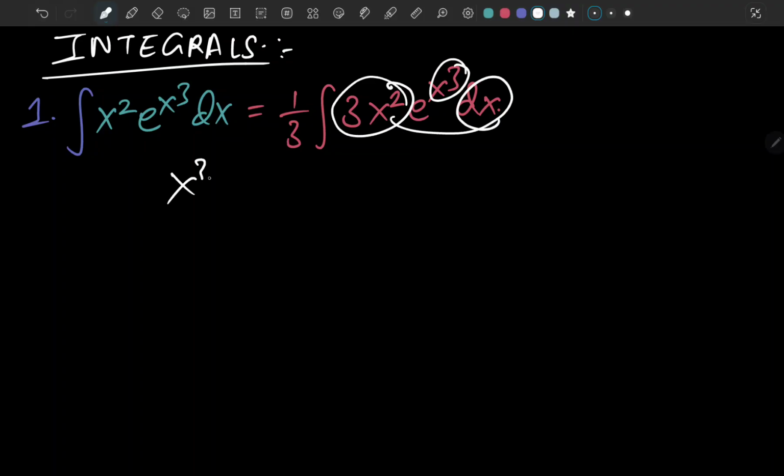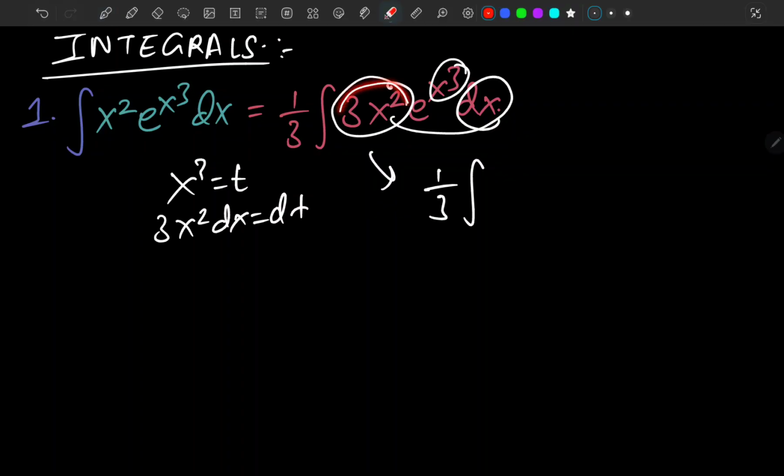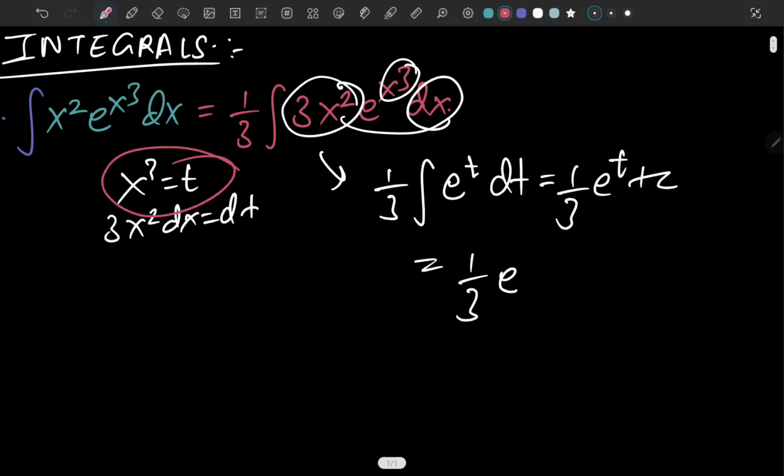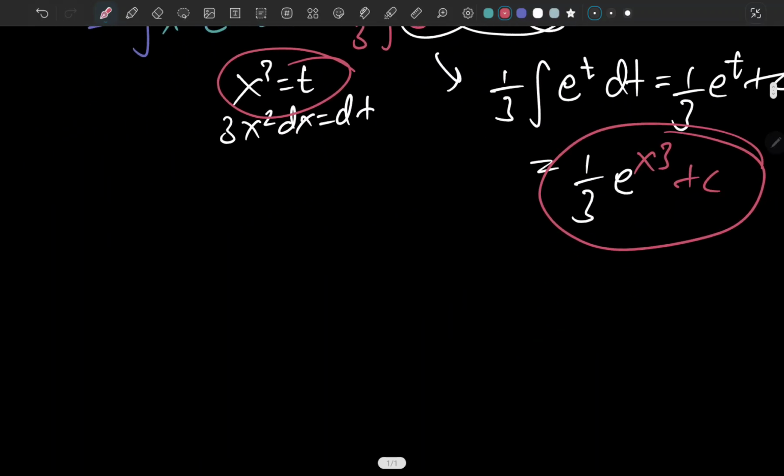Well, what I'm talking about: let x cubed equal t, then 3x squared dx is dt. So our integral becomes 1 over 3 times the integral of e to the t dt, and the integral of e to the t is just e to the t plus c. We assumed that t is equal to x cubed, so the answer is 1 over 3 e to the x cubed plus c. So that is what the answer of this integral is.